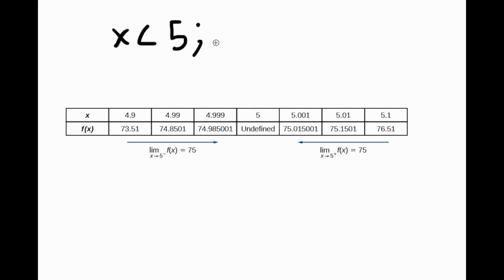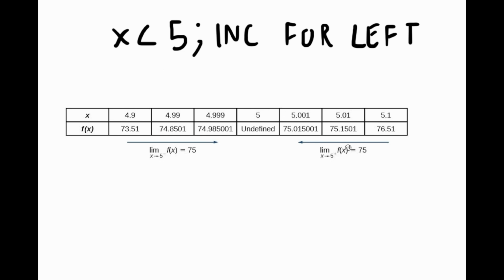So I guess we can say x is less than 5 and approaches, or increases, for the left-hand side. Actually, no, we'll just say for left side, or for left. And for the right-hand side, we see x is greater than 5, so it is decreasing for right.